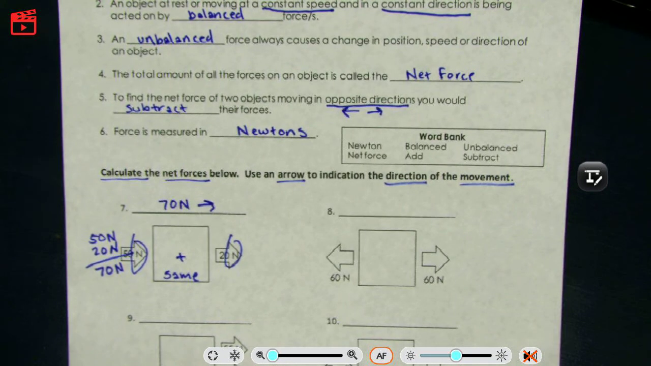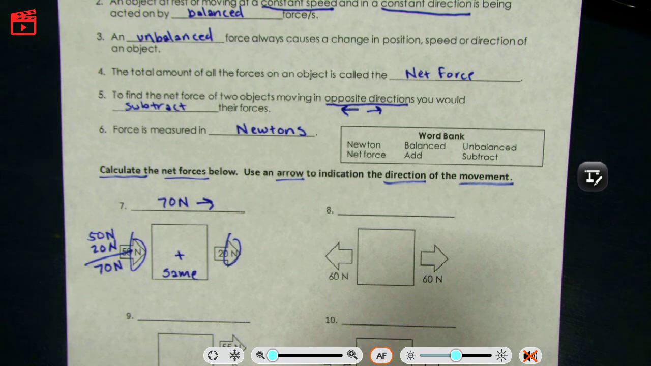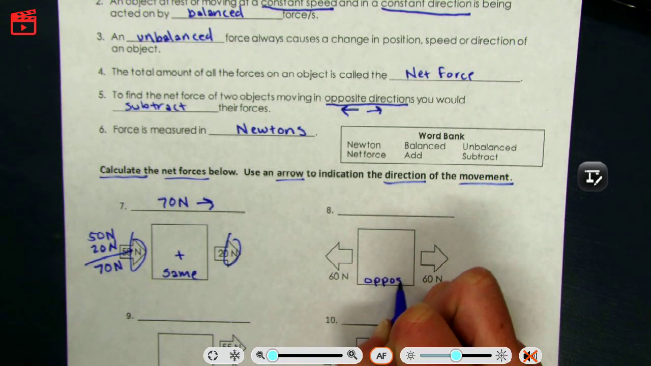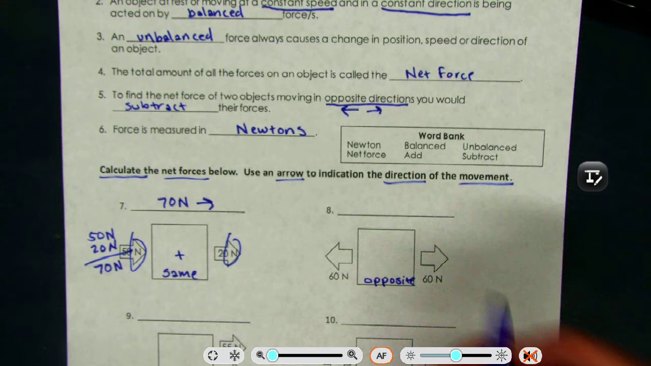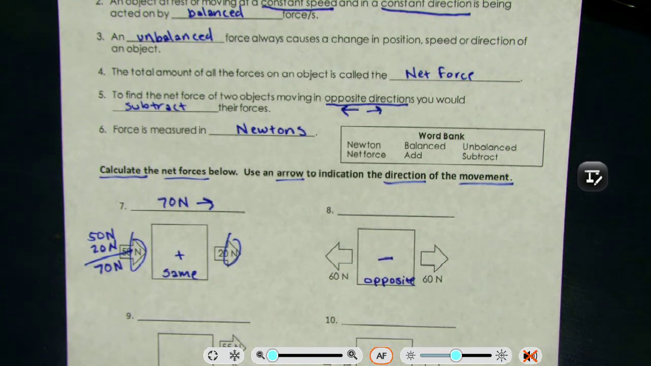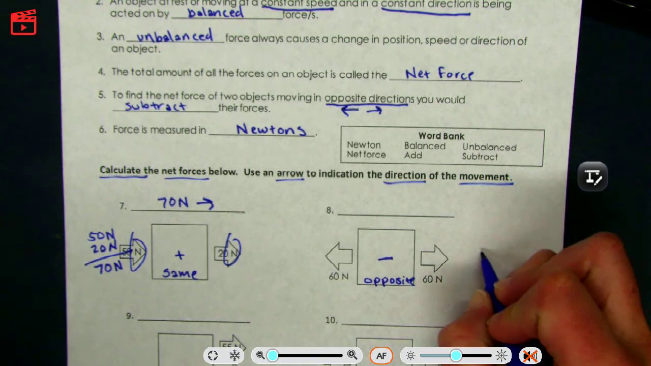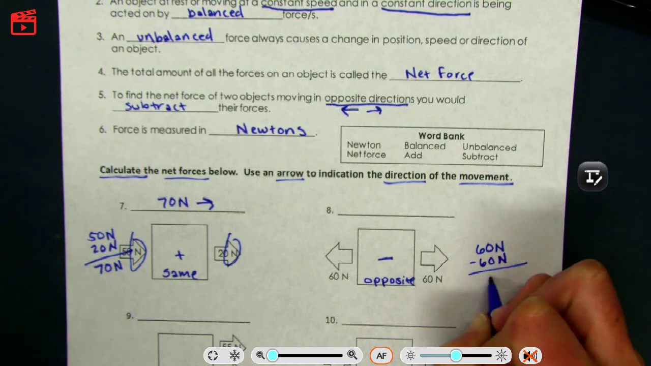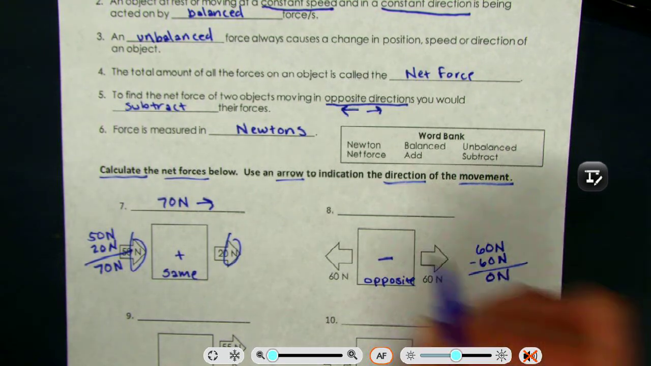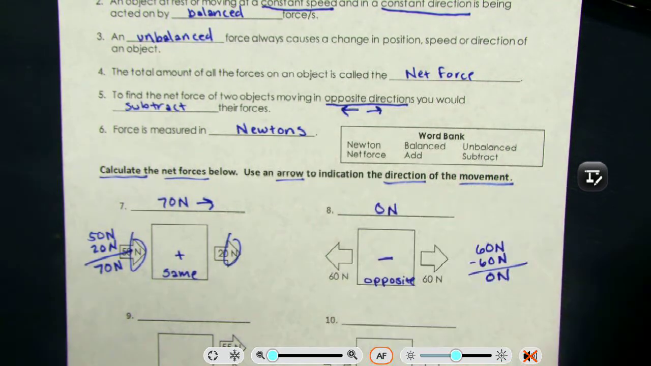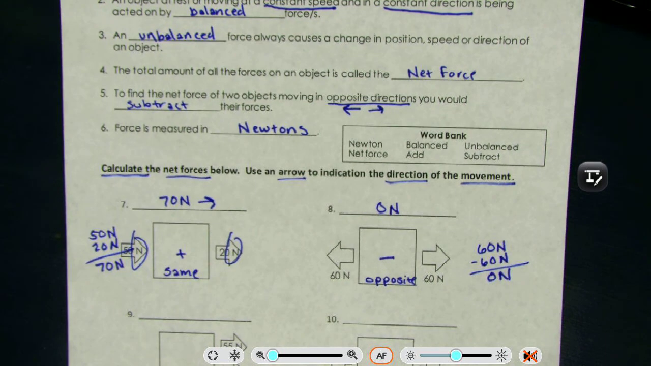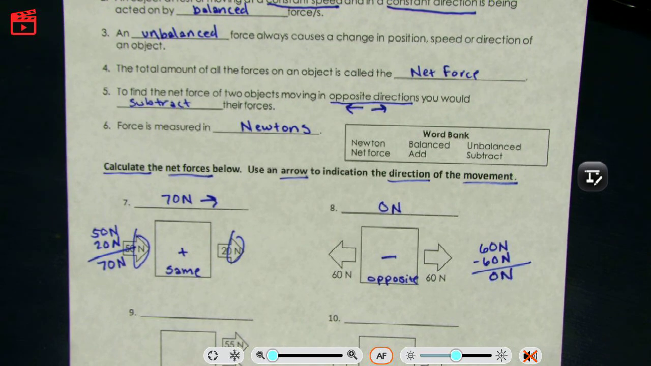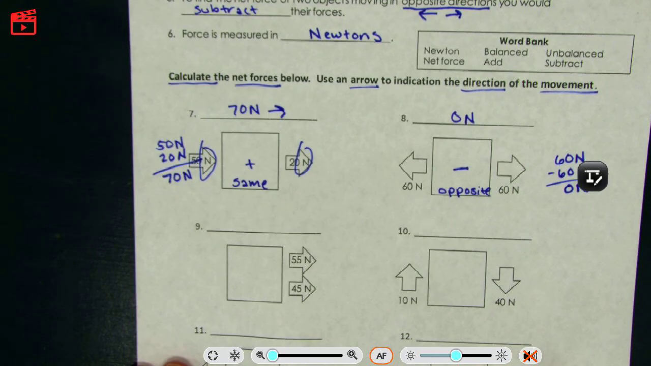Then number 8, my arrows are going opposite. So what am I going to do? I'm going to subtract, right? I would normally look for the bigger one and subtract the smaller one from it, but they're the same. So it's going to be 60 newtons minus 60 newtons. It's going to be 0 newtons. So 0 newtons. And I'm not going to do an arrow because it's not moving, right? It's sitting still because they are balanced.